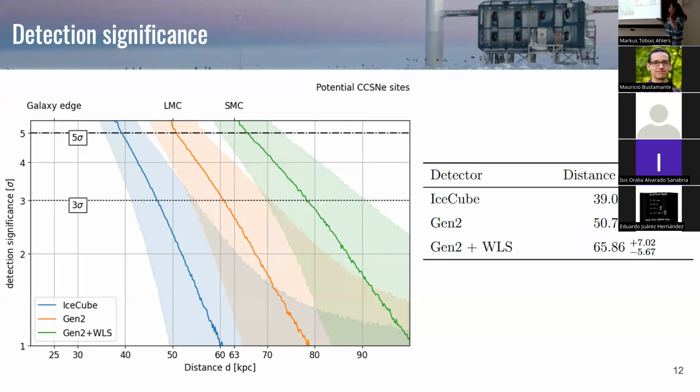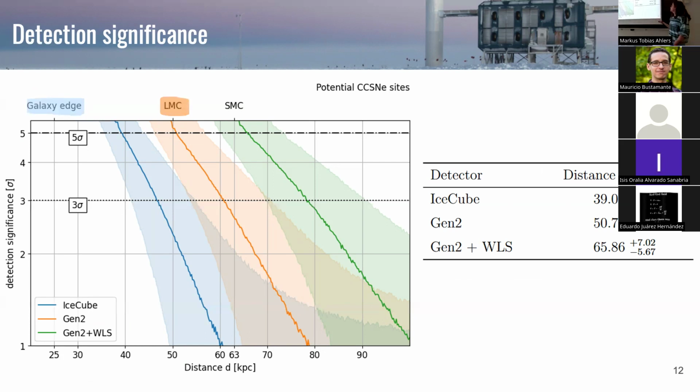So the most interesting part is this plot, where we can see that for IceCube in blue, we can see the feature up until the galaxy edge and a little bit more, so 25 kiloparsecs here, with a confidence level between 5 sigma and 3 sigma, where the bands are also the 16%, 50% and 84% confidence levels. Then with IceCube Gen 2, we go far to the Large Magellanic Cloud, where the 1987 supernova was seen.